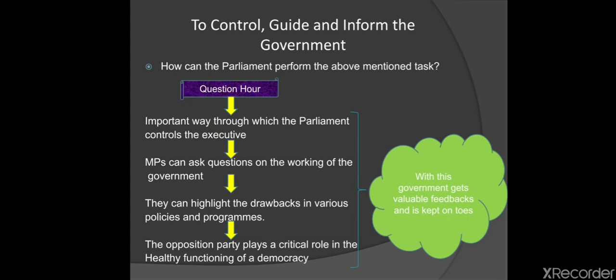The opposition party plays a critical role in the healthy functioning of a democracy. The opposition party is very important, because to keep a check on the government is very important. Who is keeping that check? Mostly the opposition party. They are more eager to know what laws and policies are made by the majority ruling party, and they raise questions on that. For that, the government is kept on toes. So with this, the government gets valuable feedback.